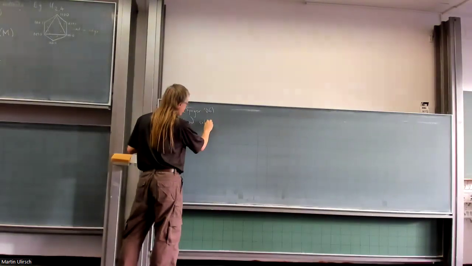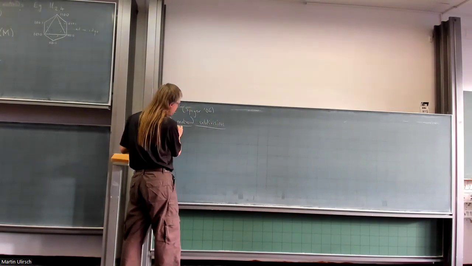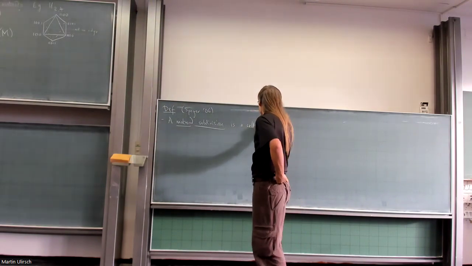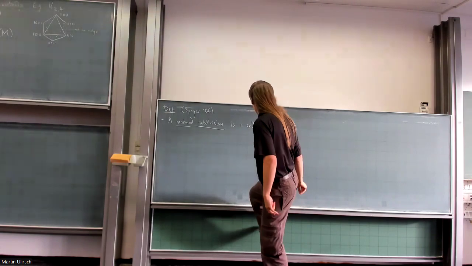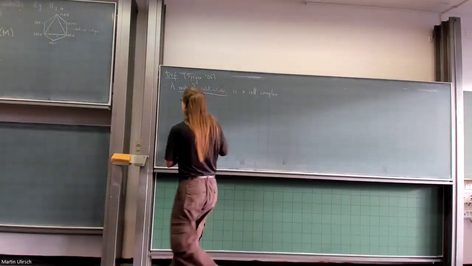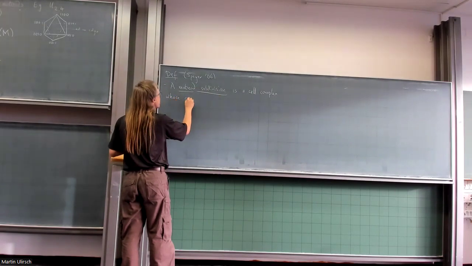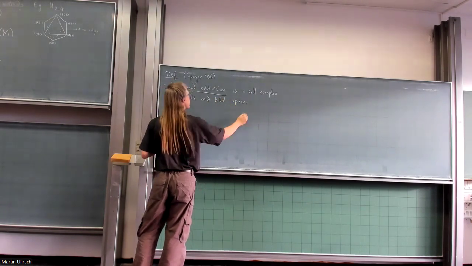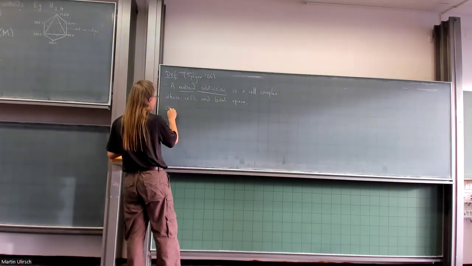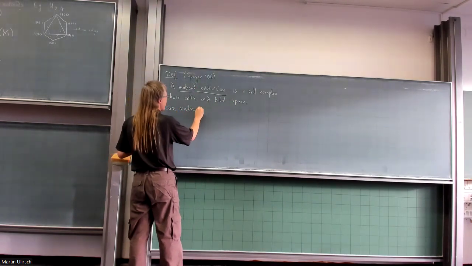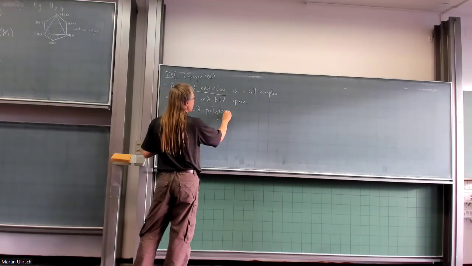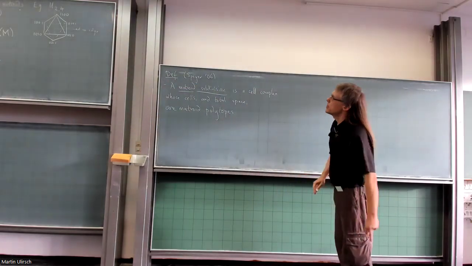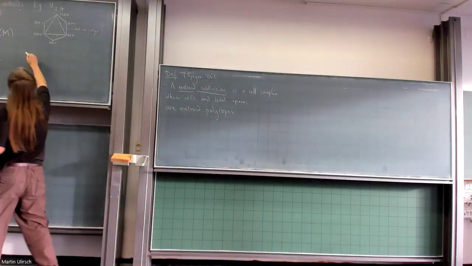A matroid subdivision is a way of cutting up a matroid polytope into other matroid polytopes. So you can say it's a cell complex whose cells and whose total space are all matroid polytopes. And from each such thing, we can construct a tropical linear space. I will mostly work on the matroid polytope side.